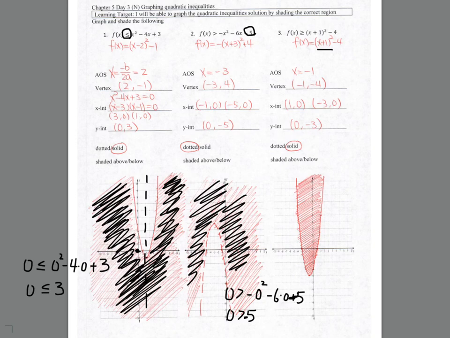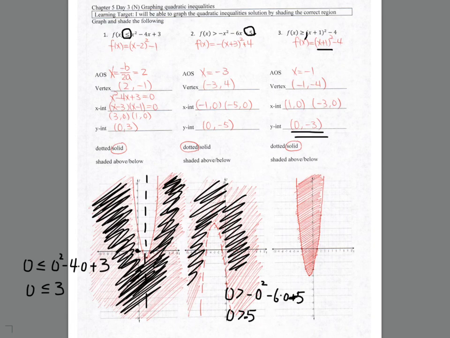Y-intercept, this time you will have to plug in and calculate. This is no longer in standard form, so make sure you calculate. 0 plus 1, that's 1. 1 squared is 1. 1 minus 4 is negative 3. So make sure you calculate your y-intercept. And I do see the equal sign, so this is going to be a solid border line, solid.